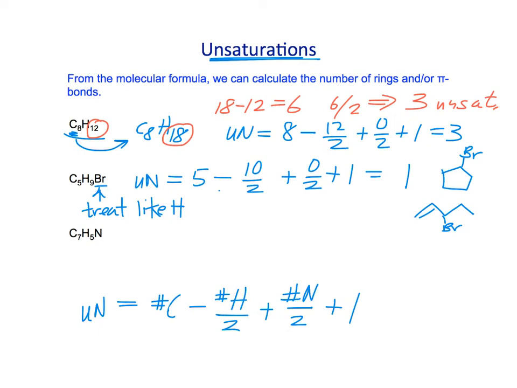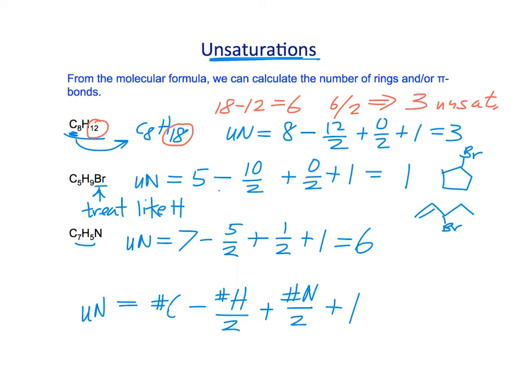All right, so what about the bottom one? This has a nitrogen on it. If you're going to use the way that they show in the book, you subtract a hydrogen instead of adding a hydrogen for a halogen. But you can just do this with this formula. Unsaturations equals the number of carbons, 7, minus 5 over 2, plus, now we have 1 nitrogen, 1 over 2, plus 1. So it's 7 minus 2.5 gives us 4.5, plus 1/2 is 5, plus 1 equals 6.